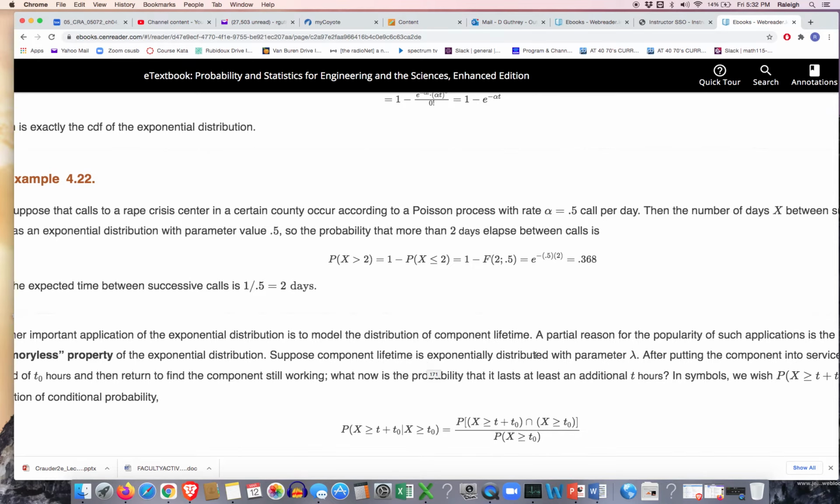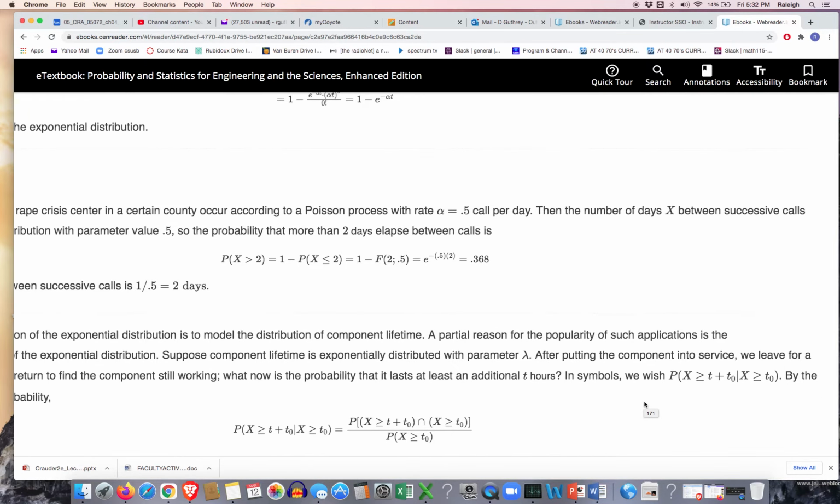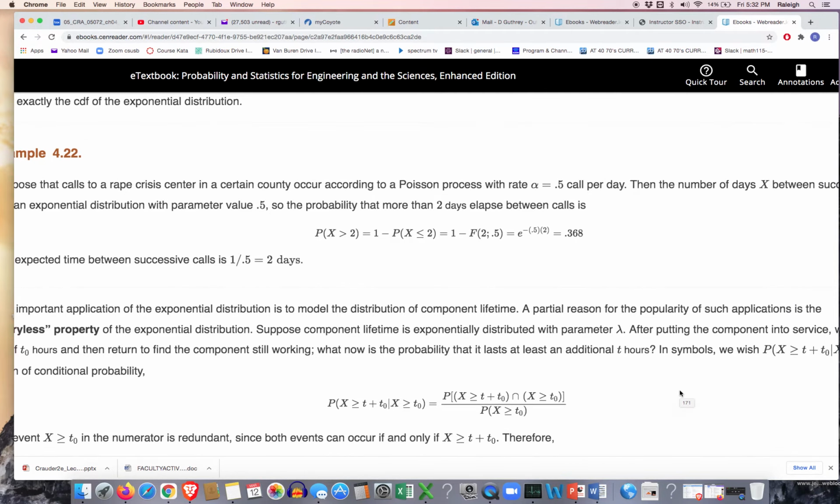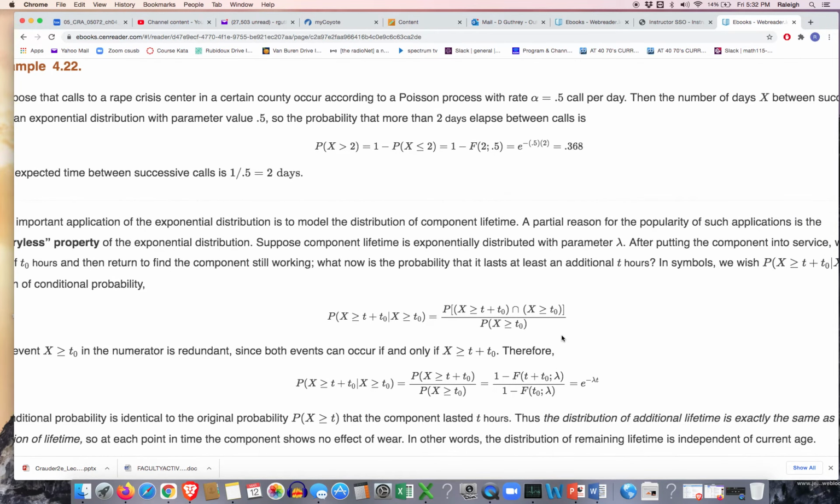No wear and tear. So it's associated with the parameter lambda. Putting the component into service, we leave for a period of t sub 0 hours and return to find the component still working. Then what's the probability it lasts an additional t hours? It turns out it's exactly what it was earlier. So they go through the conditional argument, and I don't need to spend a great deal of time on this, but as I worked through this earlier, we do get some redundancy here.